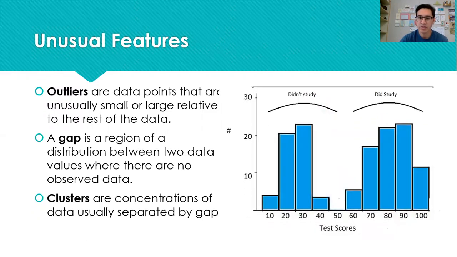Here's an example of clusters, right? We're looking at test scores for a class of students, and we see this gap here in the middle. There weren't any scores in the 50s. Then we see a cluster of scores on the low side and a cluster of scores on the high side. Generally when you see clusters, that's an indication of maybe some subgroups in your data. We have a subgroup of students who didn't study versus the subgroup who did study.